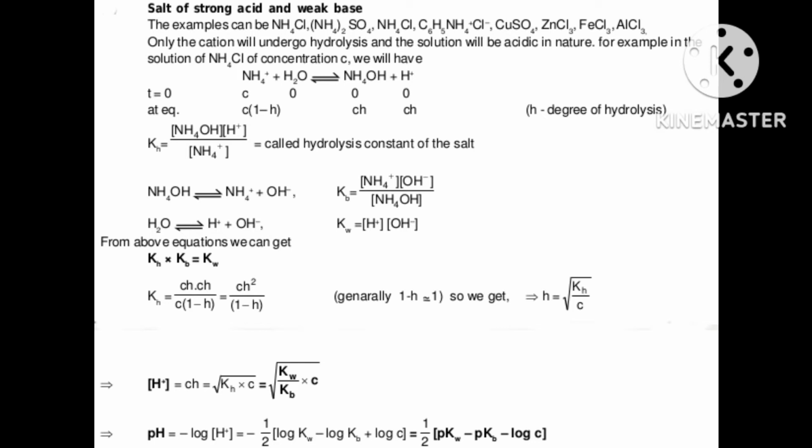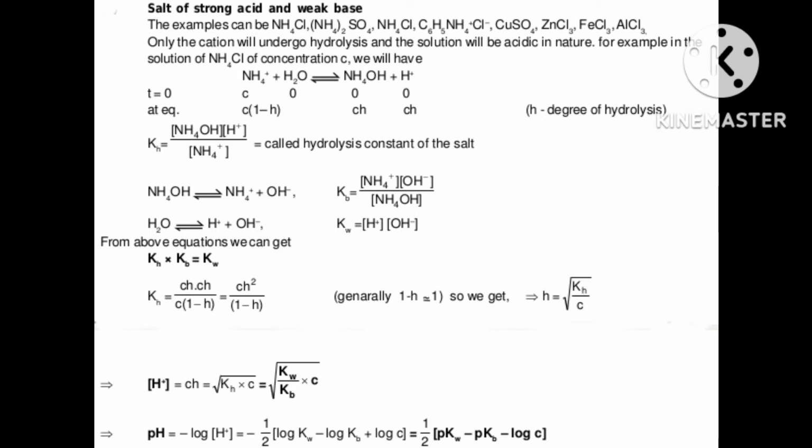This is an example of a buffer solution. A mixture of acetic acid and sodium acetate acts as a buffer solution around pH 4.75. It will produce a pH of 4.75. A mixture of acetic acid and sodium acetate acts as a buffer solution around pH 4.75.